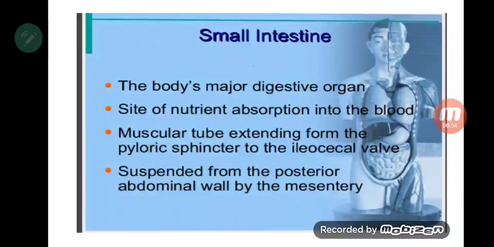Gastrointestinal tract part 2, GIT. In the previous lecture we talked about the mouth, esophagus, stomach. Then we will talk about the small intestine, then the large intestine. The body's major digestive organ is the small intestine. It is the site of nutrient absorption into the blood.